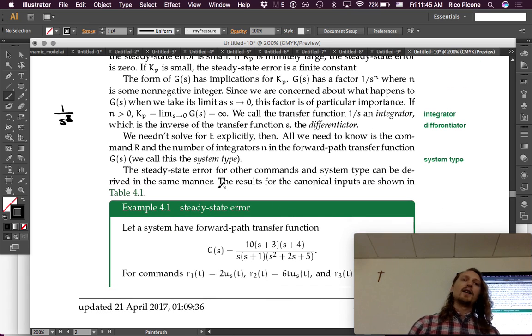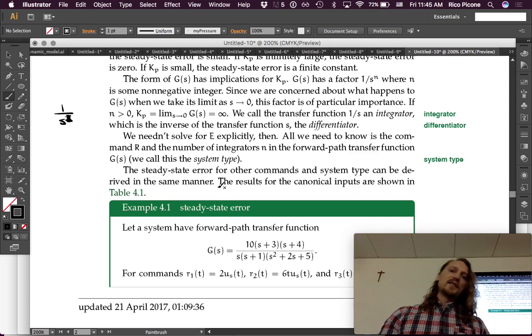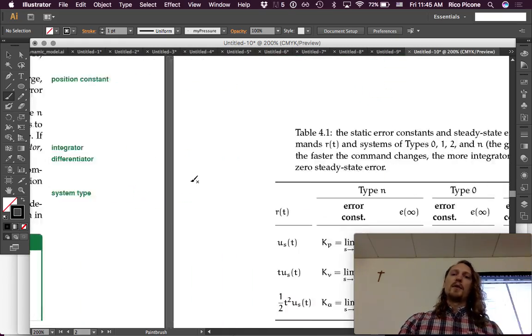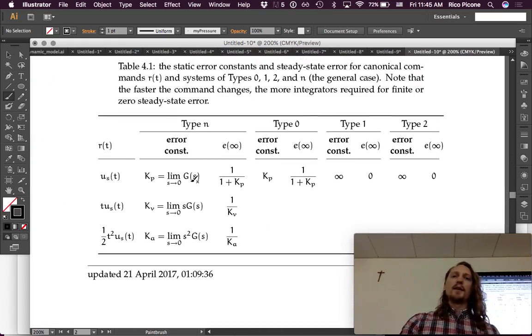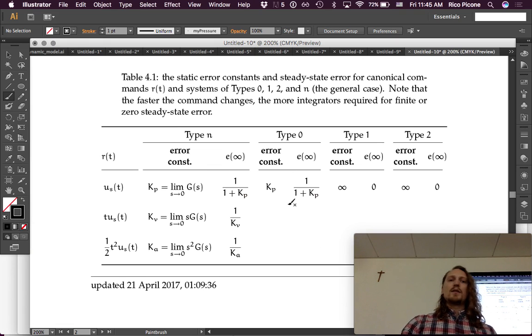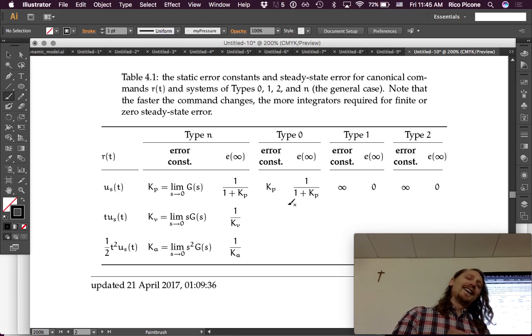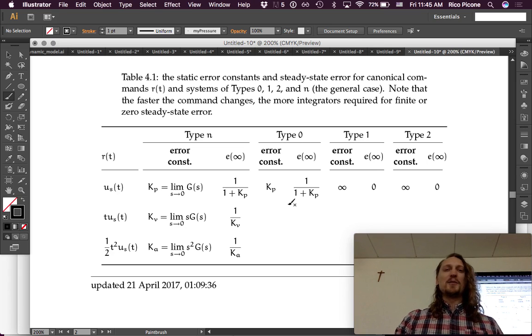The steady state error for other commands and system types can be derived in the same manner. The results for the canonical inputs are shown in table 4.1. So before we do the example, we'll look at table 4.1 and we'll fill it in. This table took a ridiculous amount of time to put in there. It's also a very similar table in Nise. But I just want to sit back and recognize how sexy this table is. Really nice table. And I just want you guys to appreciate how nice it is.